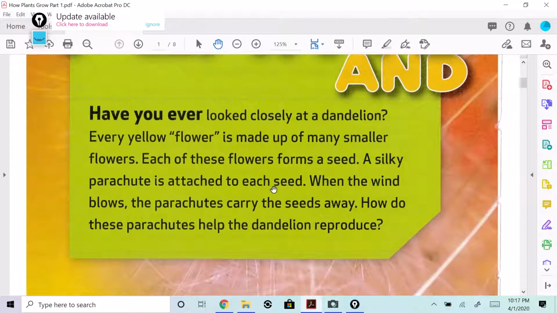Plants grow and reproduce. Okay, so have you ever looked closely at a dandelion? Every yellow flower is made up of many smaller flowers. Each of those flowers forms a seed. A silky parachute is attached to each seed. When the wind blows, the parachutes carry the seeds away. How do these parachutes help the dandelion reproduce?